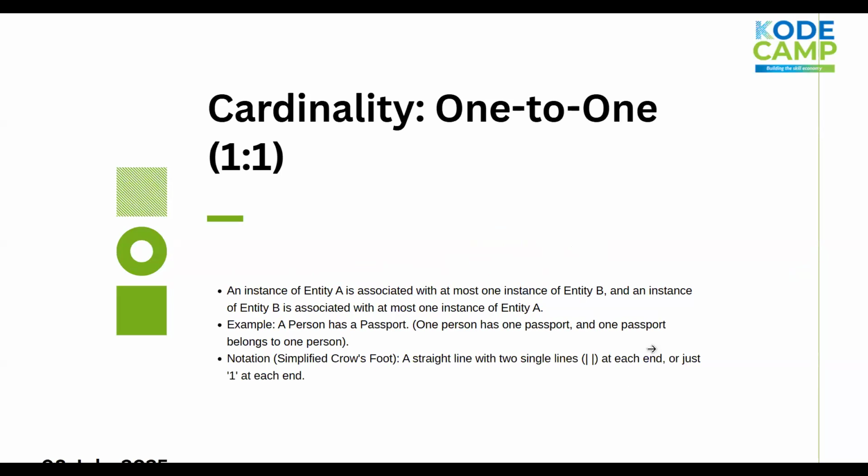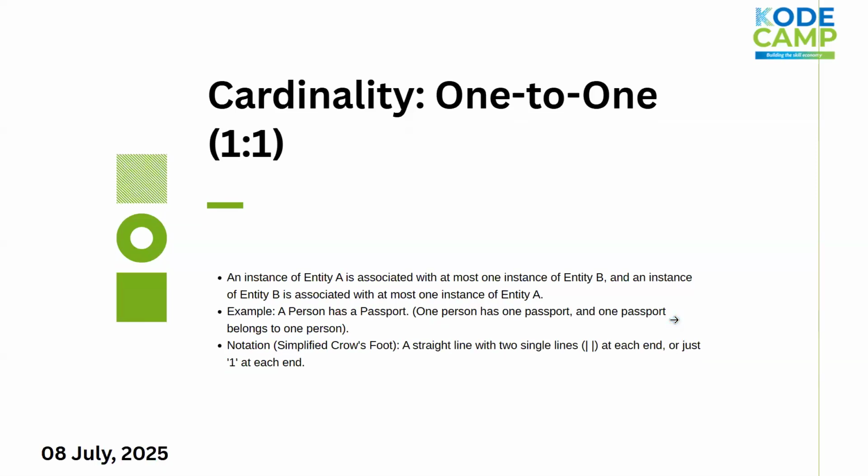Okay. All right. So one-to-one means one instance of entity A is associated with at most one instance of entity B. Or if you are looking at it from the B side, one instance of entity B is associated with one instance of entity A. So let's take an example. A person has a passport.